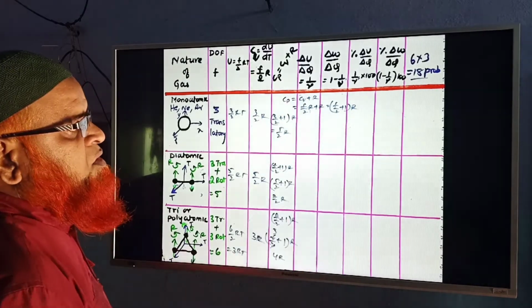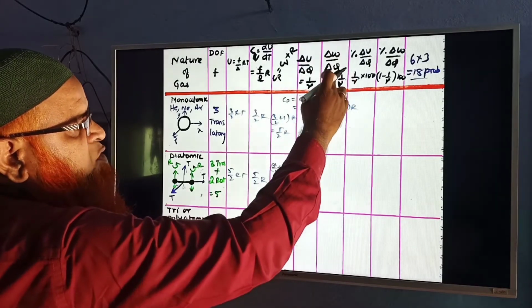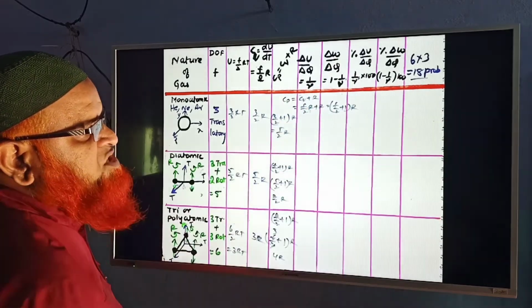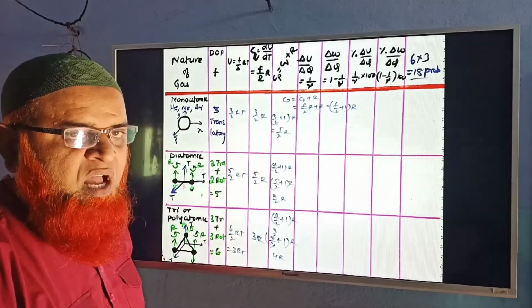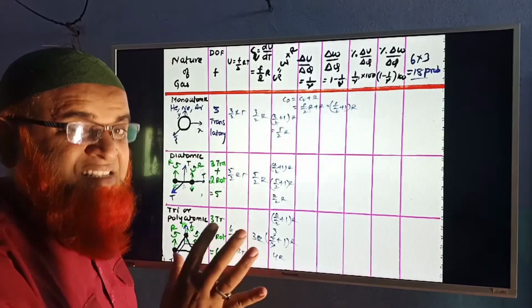So like this you will write now. So dU by dQ is how much? 1 by gamma. And dW by dQ is 1 minus 1 by gamma. So like this you can completely fill up the table here. If you fill up this table, it is equal to 18 problems. I'll show you how to fill this table on a small screen.